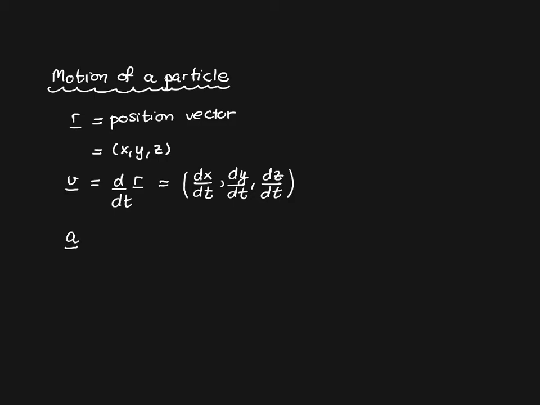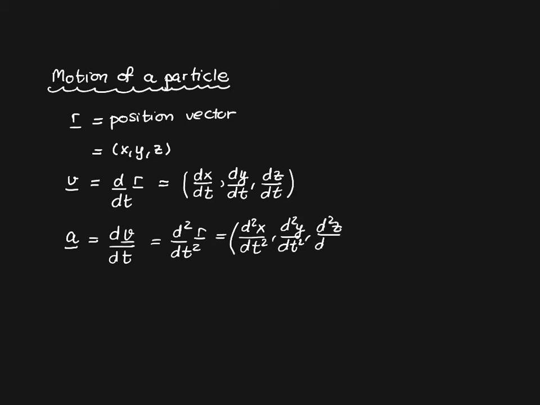And when we talk about the acceleration, it is given by dv by dt, or this can be written as d2r by dt squared. It means that if we know the position vector and we want to get the acceleration, you have to differentiate the position vector twice. So we have d2x by dt squared, d2y by dt squared, and d2z by dt squared. This is how we can use calculus to describe the motion of the particle.